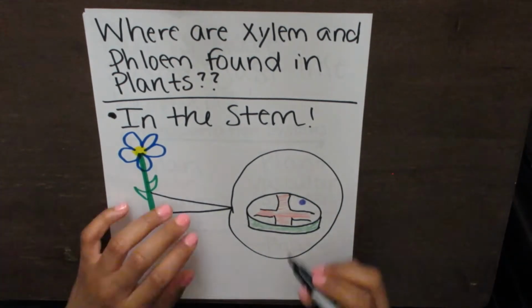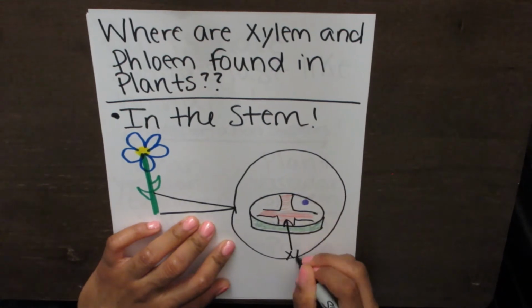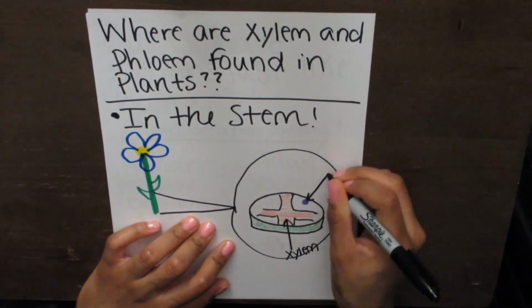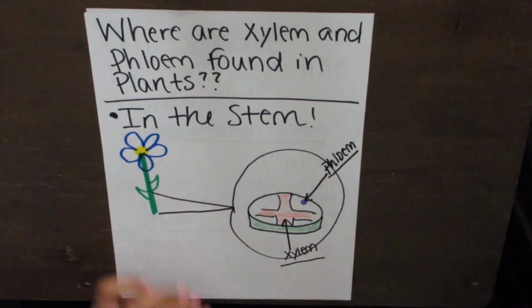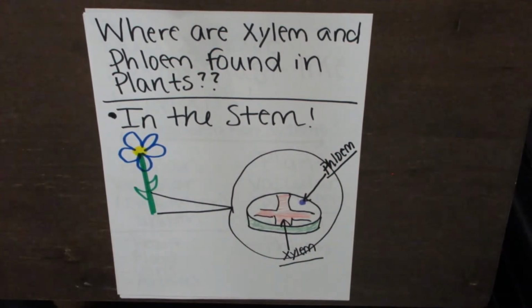So that red section in the middle, that is going to be our xylem. And that little purple dot off to the side, that's going to be our phloem. So we have xylem and we have phloem. That's where they are. Xylem's in the middle, phloem is off to the side.